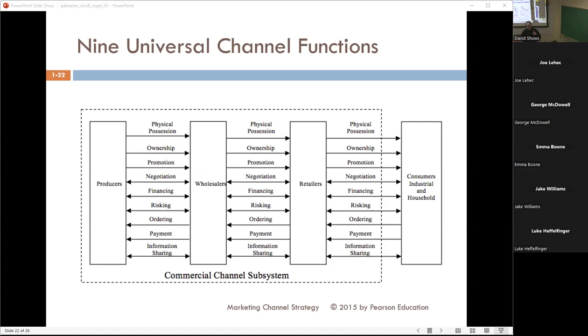Those two things are very important for you to remember because physical possession and ownership generally move together, but kind of not always, okay? So promotion, of course, is exactly what you consider it to be if you're thinking of push strategy down. This is the ability to sell downward through the structure, ultimately to the consumer.